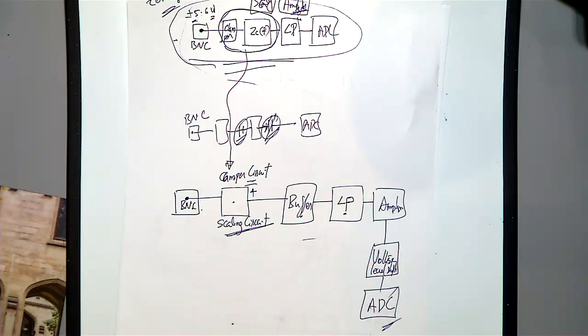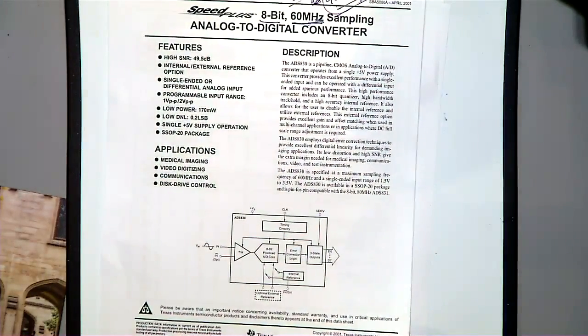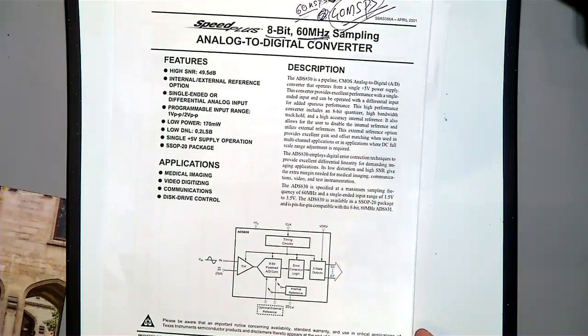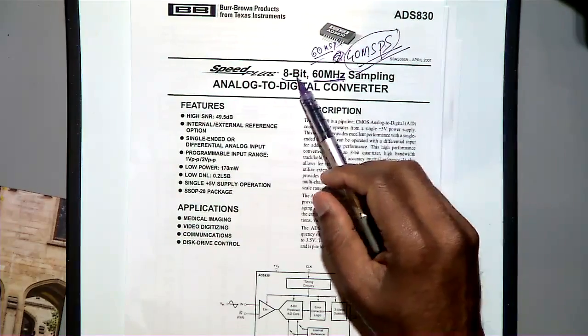Okay, good afternoon. We will continue. So after a low pass filter, we will be checking the ADC specification. When you get the ADC, this is one example, ADS830. In this ADC you can see it's 8-bit. So the output you will have 8 lines, 8-bit.